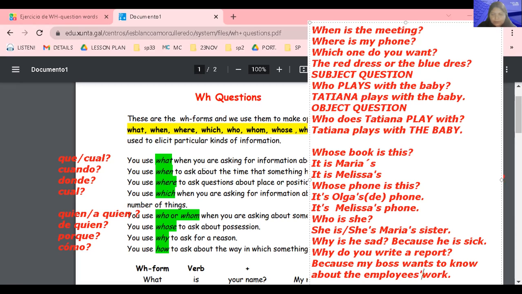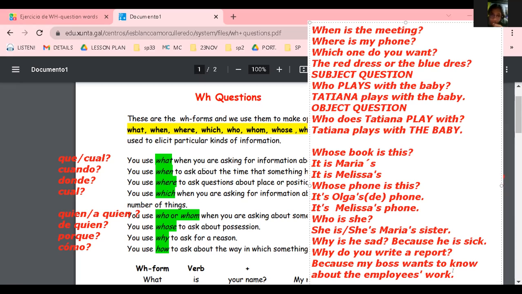Y acá, posesión nuevamente, ¿verdad? ¿Por qué escribes un reporte? Ah, porque mi jefe quiere saber acerca del trabajo de los empleados. Entonces, este why es de pregunta y este because es de respuesta. ¿Por qué quieres escribir un reporte? Ah, porque mi jefe quiere saber acerca del trabajo de los empleados.